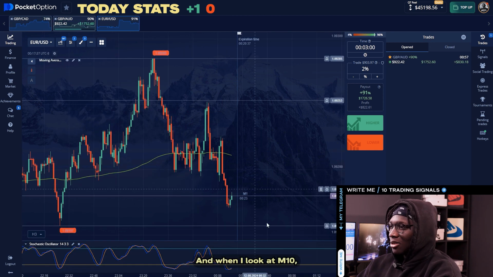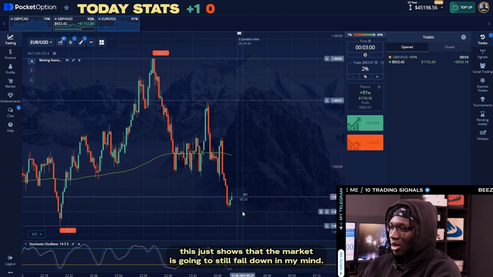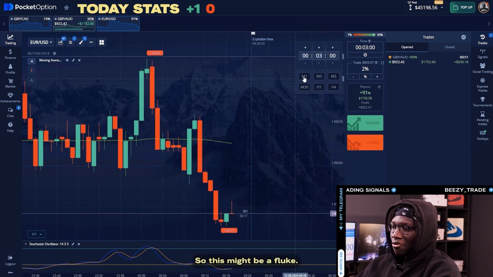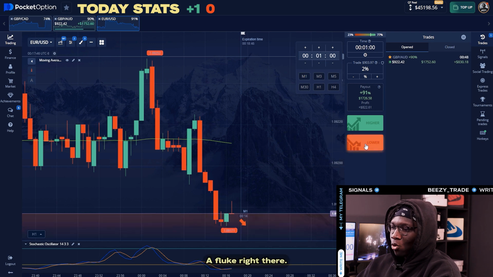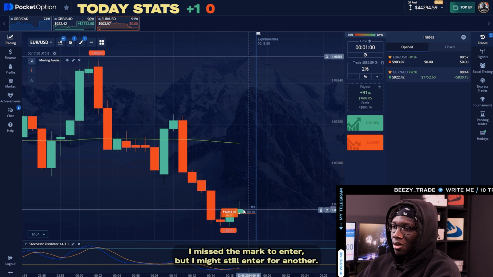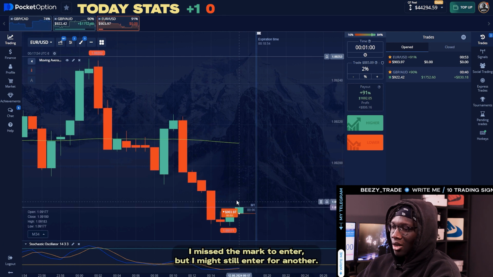And when I look at M10, this just shows that the market is going to still fall down in my mind. So this might be a fluke right there. So I might enter into 1 minute. I missed the good mark to enter, but I might still enter for another.